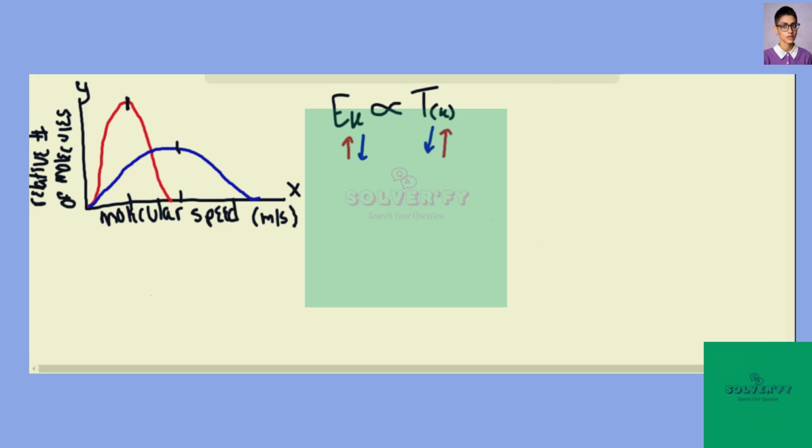So if we want to know which curve fits a gas at a lower temperature, we have to look and see which one has a lower speed. And we would say that our red curve does. Our red curve is representative of a lower speed.